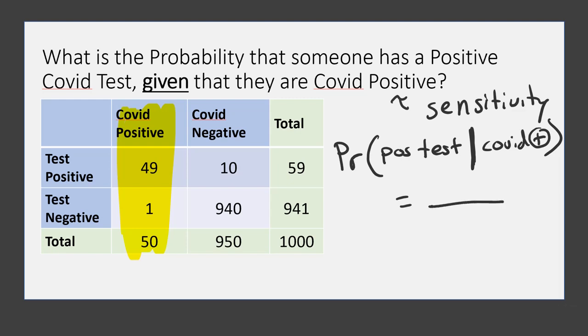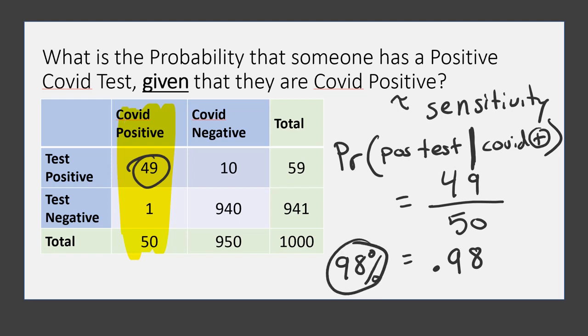So on the denominator, we would have those 50 COVID positive people. Okay. Then in the numerator, we would only be concerned about the positive test folks, 49. This equals 0.98, or in other words, 98%. So the sensitivity for this is 98%, which is really good.